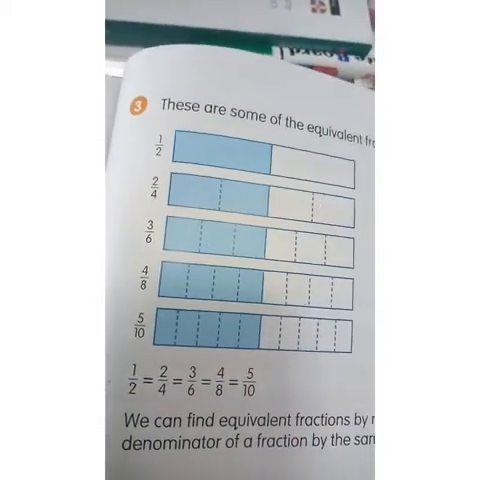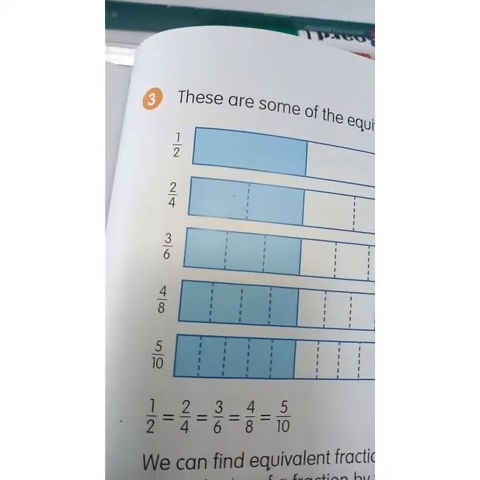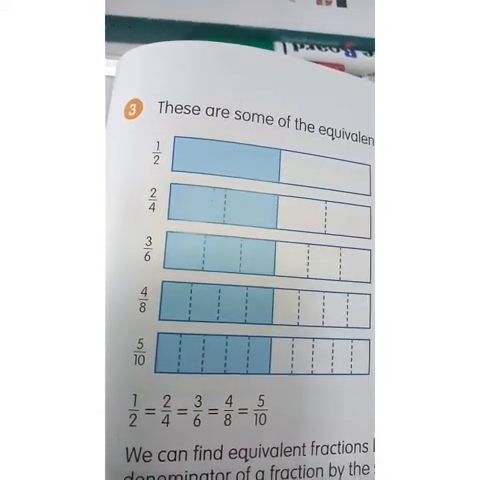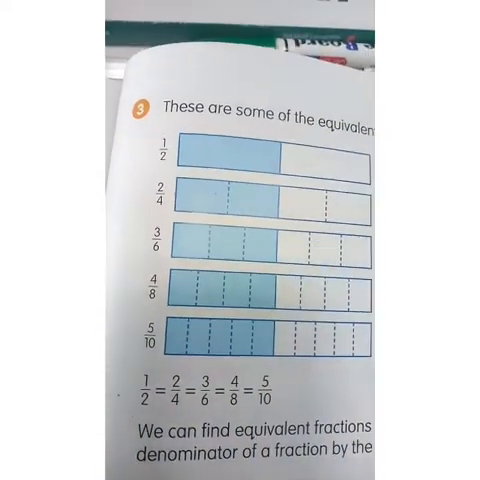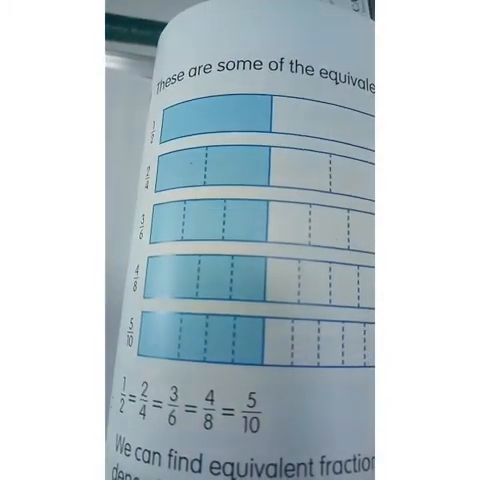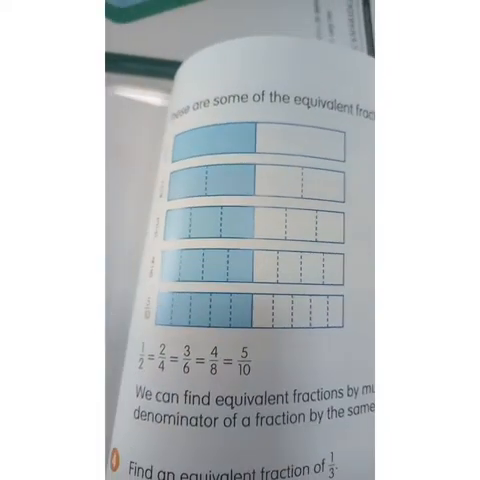Okay, go to the next page. We can see here the same as I was explaining before. 1/2 is equal to 2/4, equal to 3/6, equal to 4/8, and equal to 5/10. They have different numerators and denominators, but when you look at them, they all have the same value. I hope we understand this one.